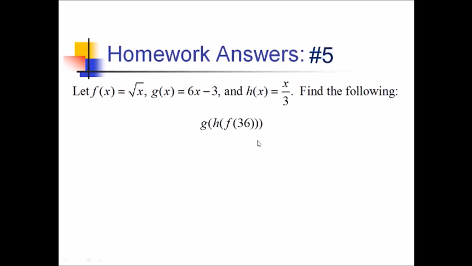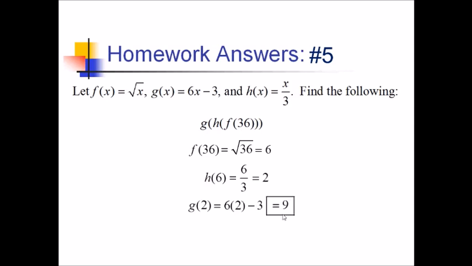For number 13, we need g of h of f of 36. Let's find f of 36 first, working our way out here. So f of 36 is the square root of 36, which is 6. 6 is getting plugged into the h function now. So we have 6 divided by 3, which is 2. And then 2 gets plugged into the outermost function of g. So we've got 6 times 2 minus 3, so 12 minus 3, which is 9.